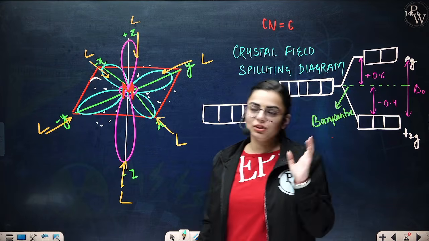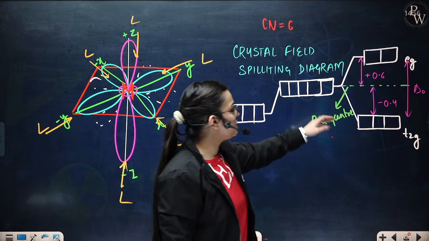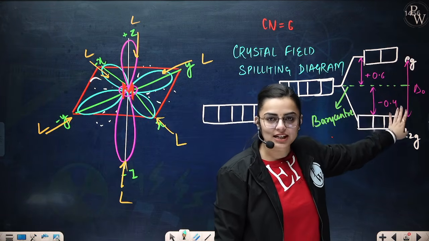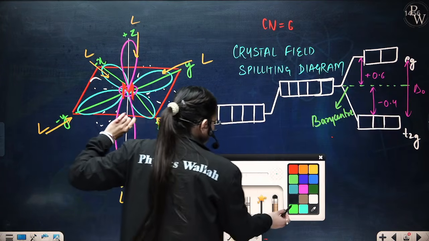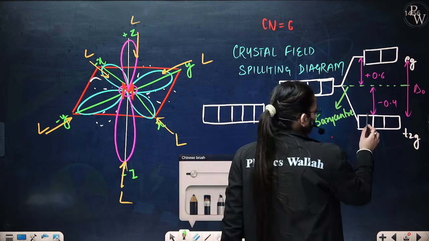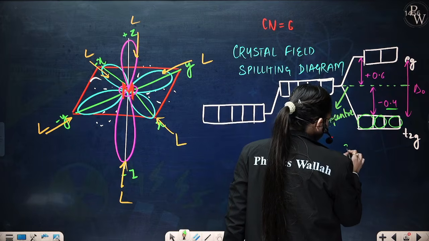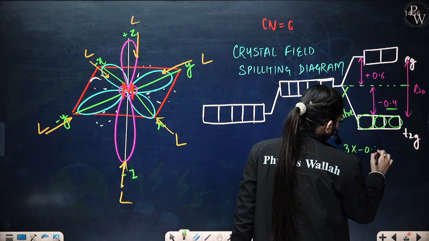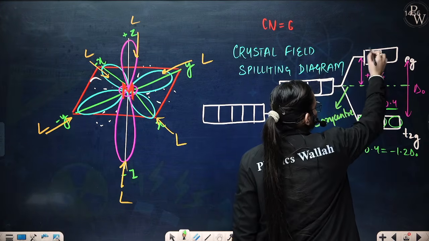Okay, one more thing. Sometimes students ask, ma'am, why is this value positive 0.6 and why is this value negative 0.4? Just understand over here, it is a very simple concept. Here there are 3 orbitals and the value 0.4. So we shall say 3 orbitals into minus 0.4. It is minus 1.2 delta naught.